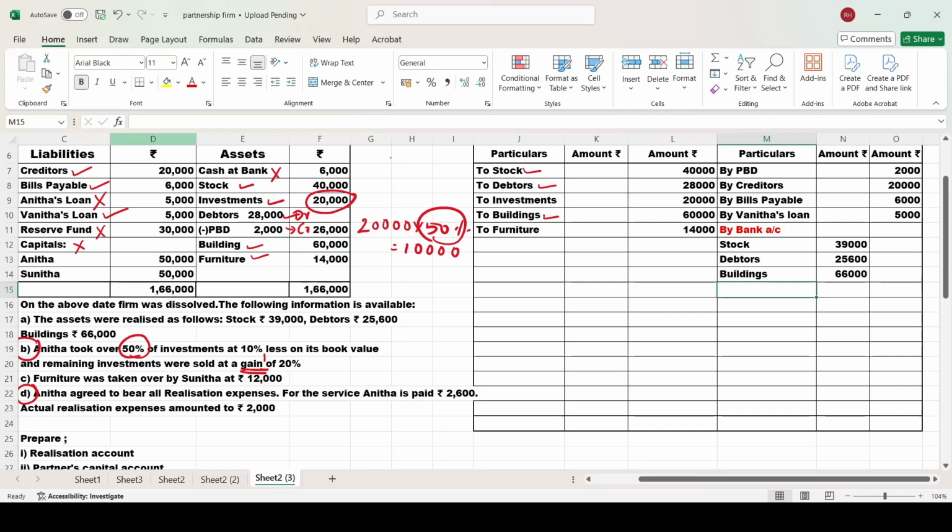Gain in the sense you should add it. Less in the sense you should minus it. So we'll go through here. We'll record it because we have sold that investment. In the bracket, I'll mention it as 20,000 into 50% equals 10,000 plus 20%.